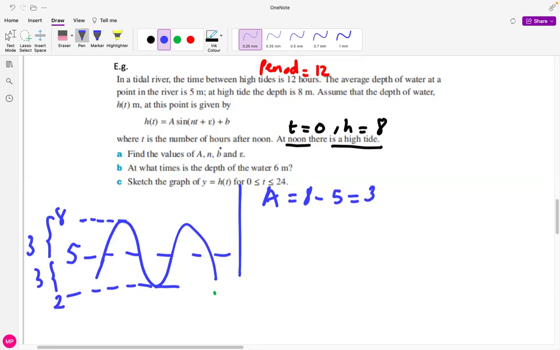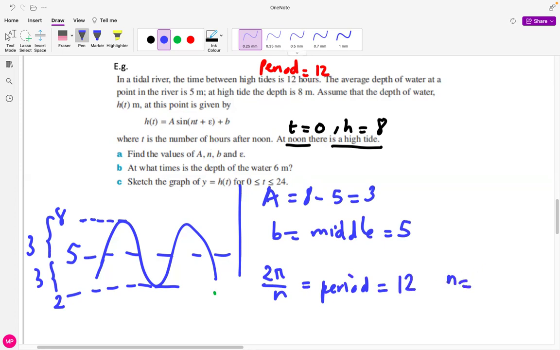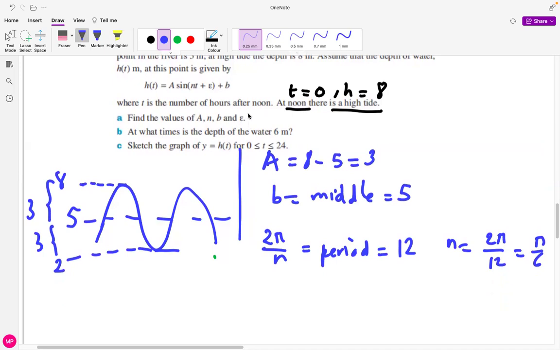And maybe we find B first because B is easier. B is the middle number. The middle number is 5. So B is the middle, which is 5. Okay. Now to find n, we base it on the period. So 2 pi on n equal a period, and our period is 12. Okay. So n will be 2 pi on 12 is pi over 6. Then to find epsilon, what we do, we have the point here. We can sub it in and find how much translation they have.